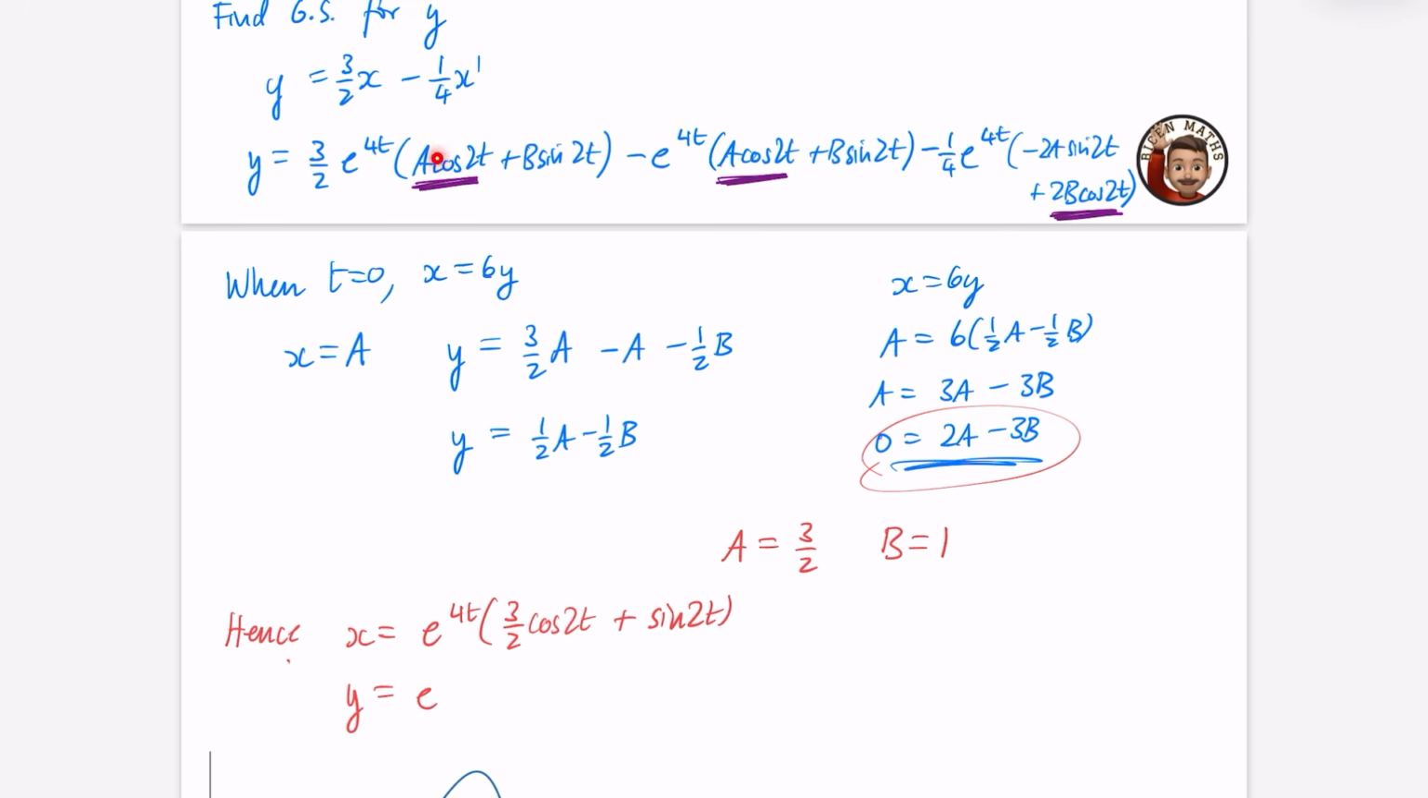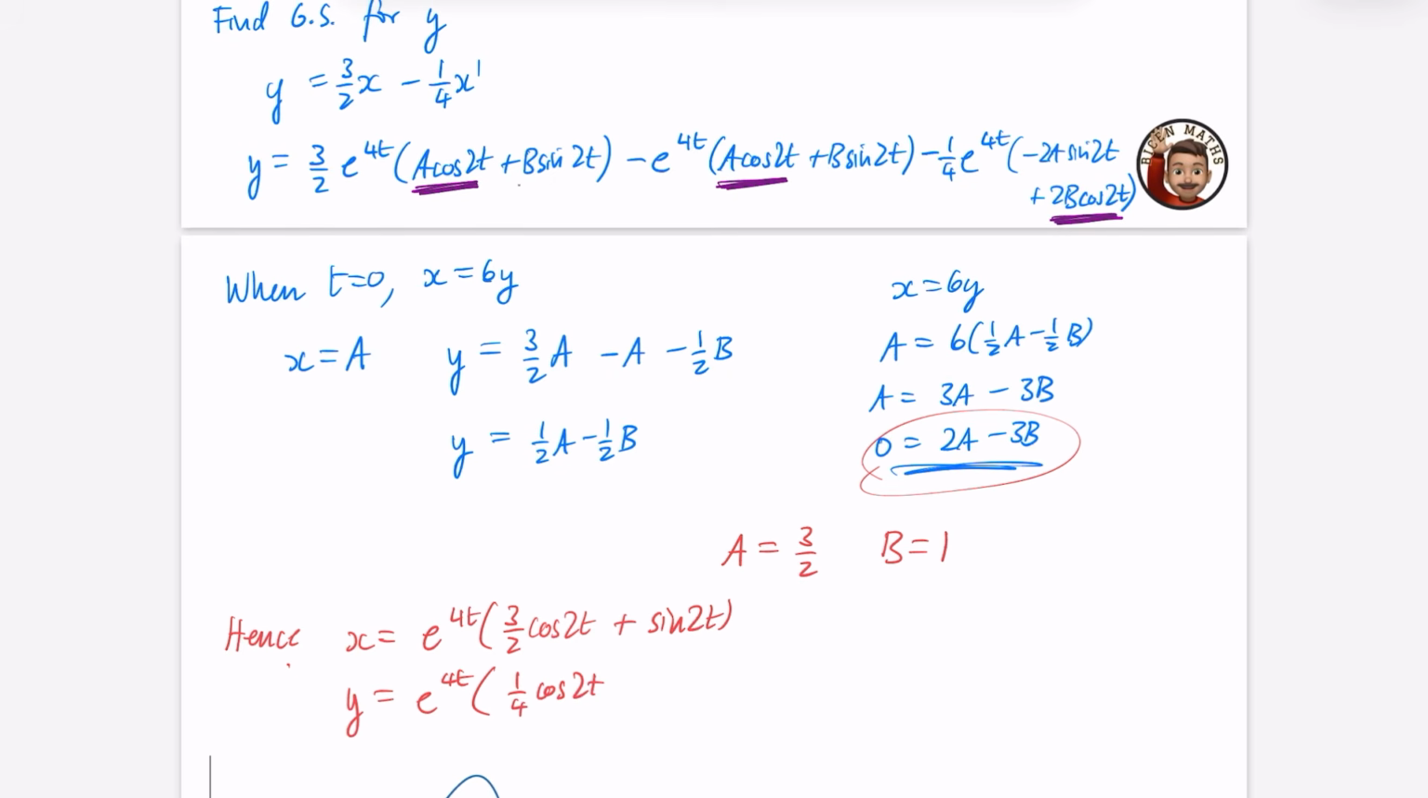I have a 3 over 2 times a, so that's 1.5 times a, which is 1.5. Then I'm going to be minusing an a, so I'll be minusing a 1.5. And then I'm going to be doing minus a quarter times 2b, minus a quarter times 2. So I get a quarter. The cos part, and I'm trying to do this to keep the video a bit more contained, is the cos 2t. And then for the sine parts, we have here, here, and here.